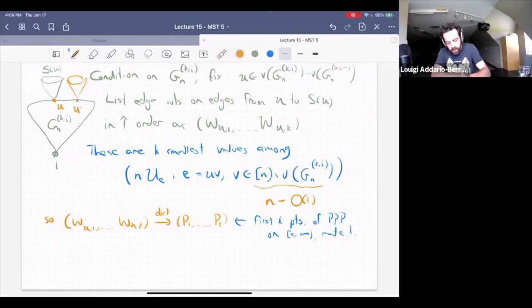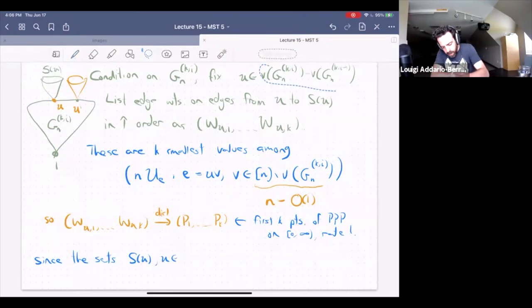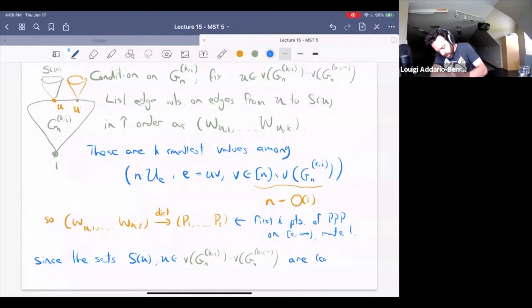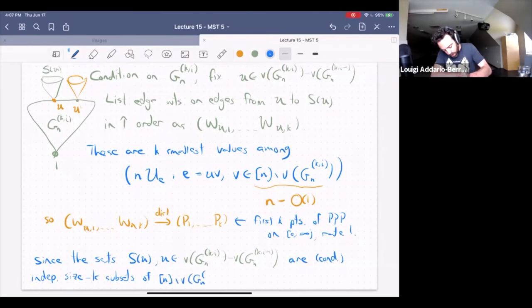So since the sets S_u are conditionally independent size k subsets of n minus the vertices of G(n,K,i), with high probability they don't overlap.